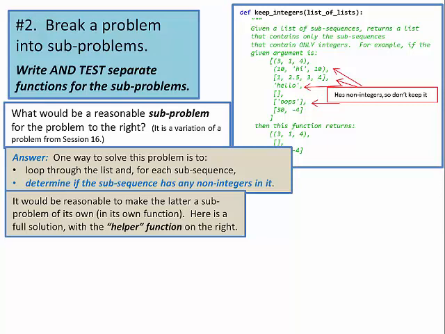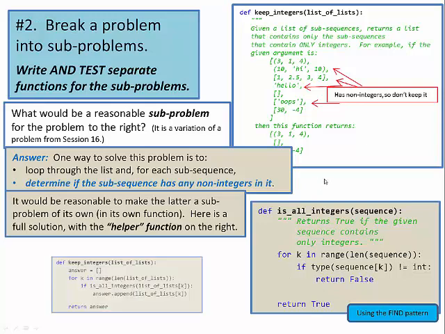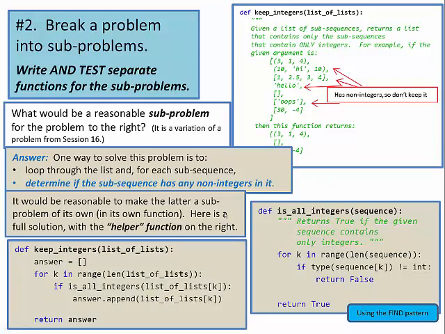So in this way of solving the problem, what you would do is write a helper function, that's what they're called, that, given a sequence, checks whether all the things in there are integers. That would be using the find pattern as written there: you go through your sequence. If the type of something is not an int, well, then it doesn't contain all integers. If you get all the way through, then it does contain all integers. And then your actual keep integers function would go through the outer list of sequences, calling the helper function you just wrote, is all integers.